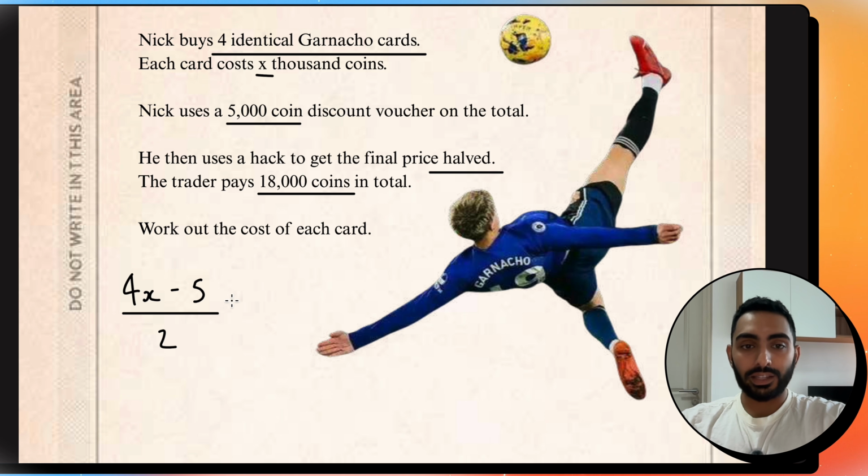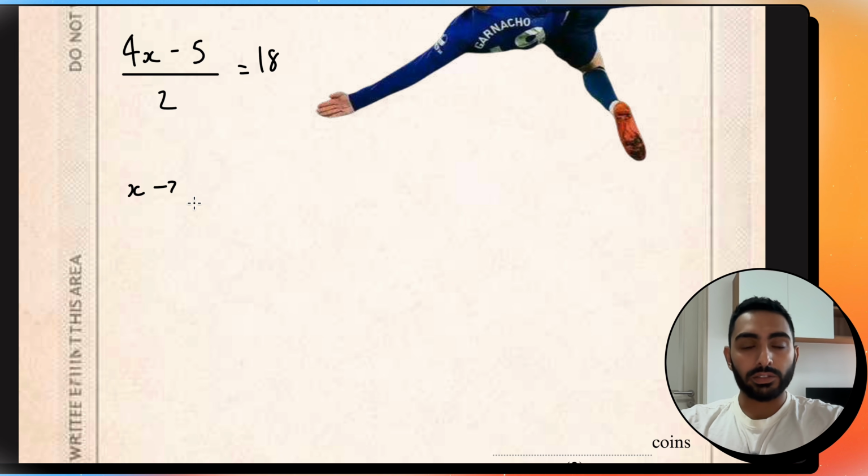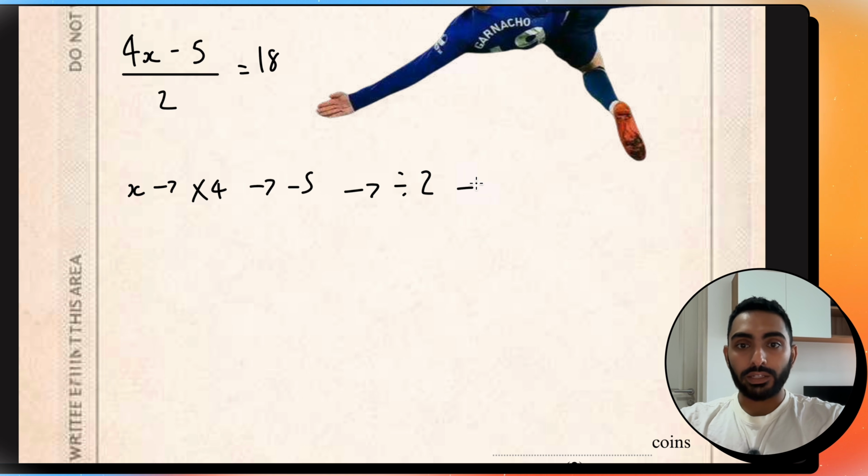And the trader pays 18,000. It's going to be equal to 18. We just need to solve this equation. What's happening to this X? The first thing that happens is it gets times by this 4. And then we take away 5 from it. And then we're dividing by 2. And we end up with 18.